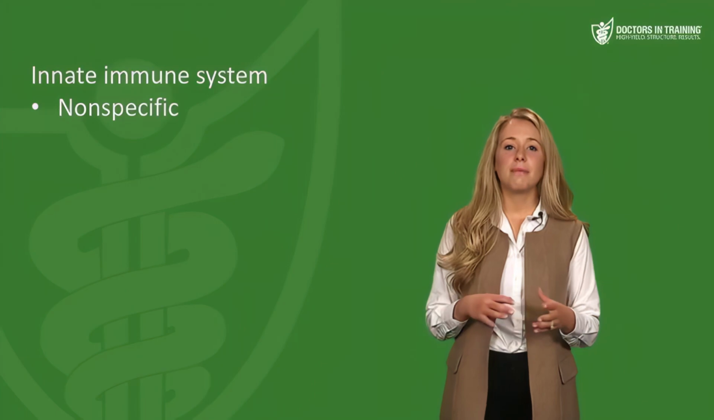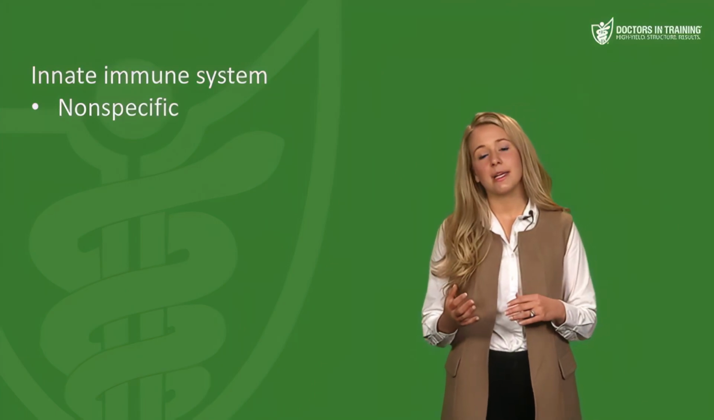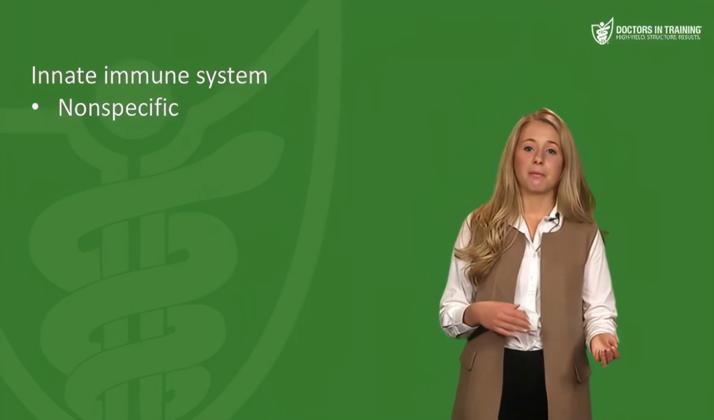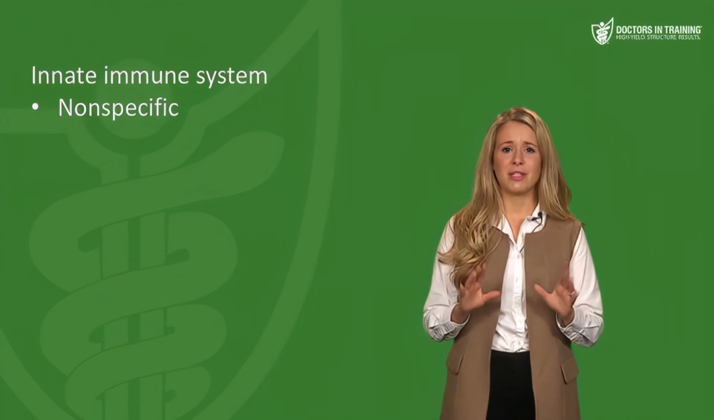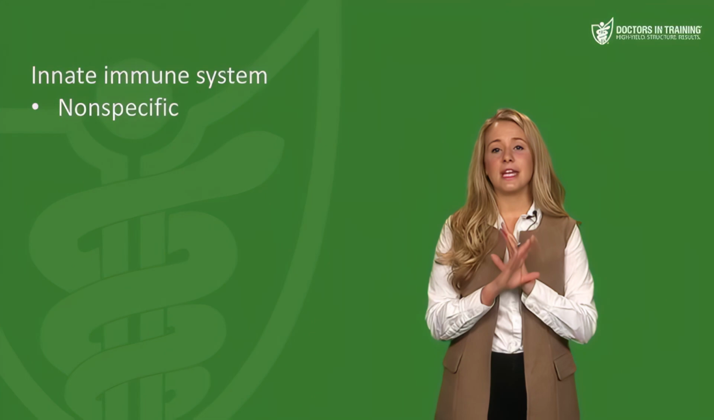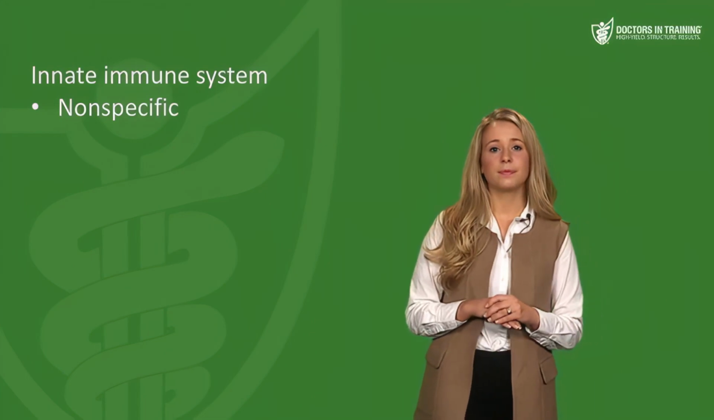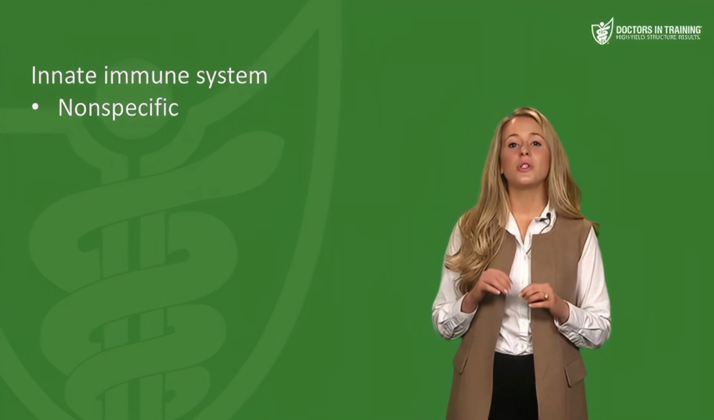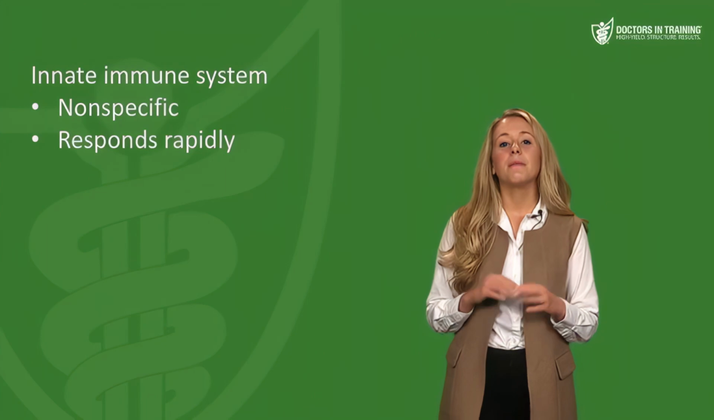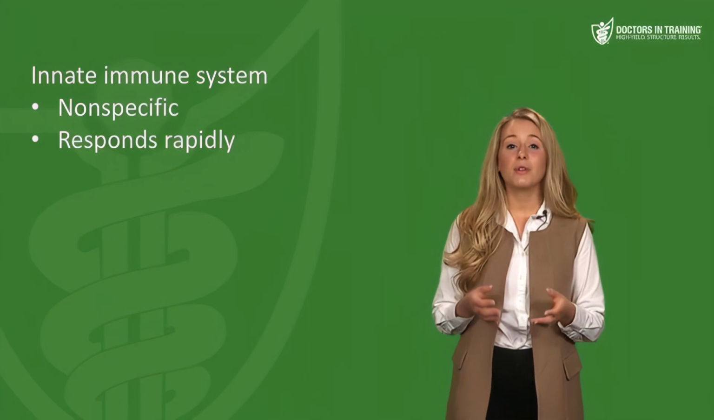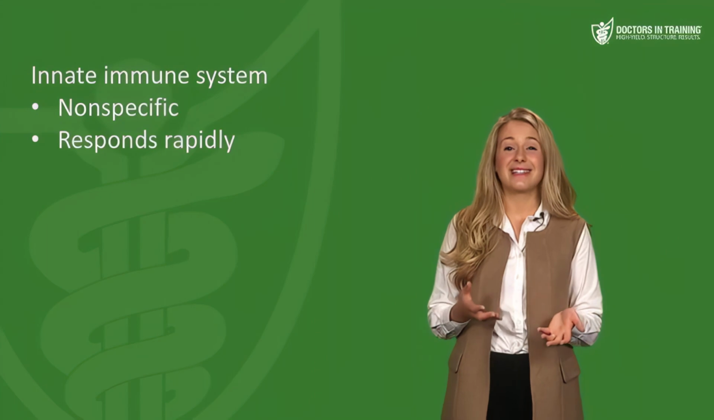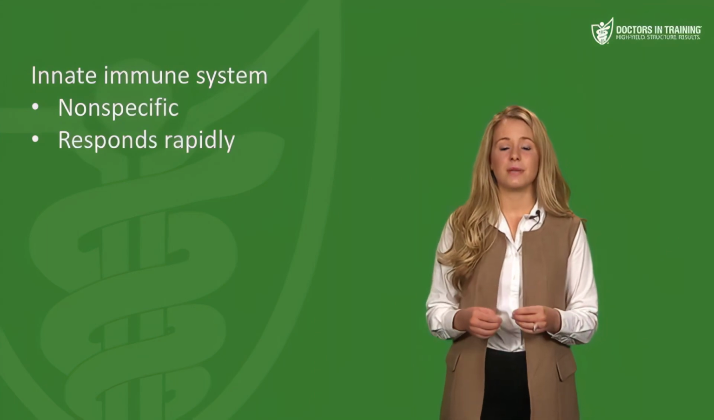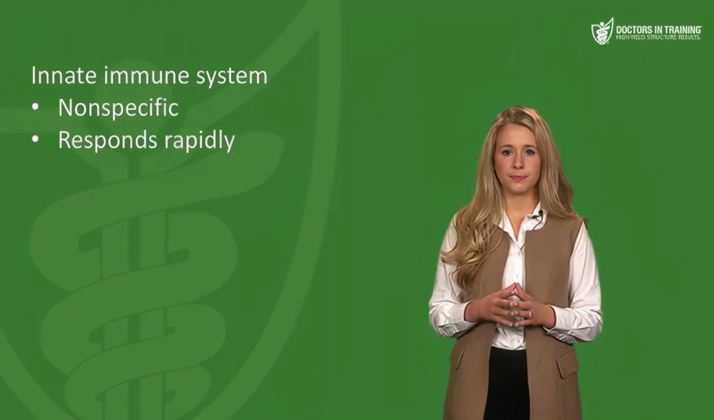We don't have some macrophages that only attack Salmonella and some that only attack MRSA. Macrophages go attack any foreign pathogen. And they are nonspecific and indiscriminate. The innate immune system also responds fairly rapidly. Because it's nonspecific, you don't have to ramp up and activate lymphocytes and produce a bunch of antibodies. That takes time. So the innate immune system responds rapidly.